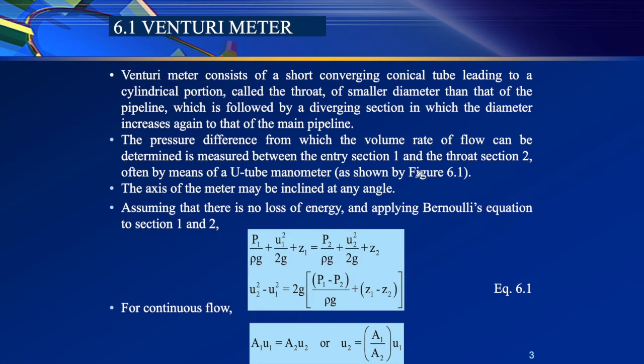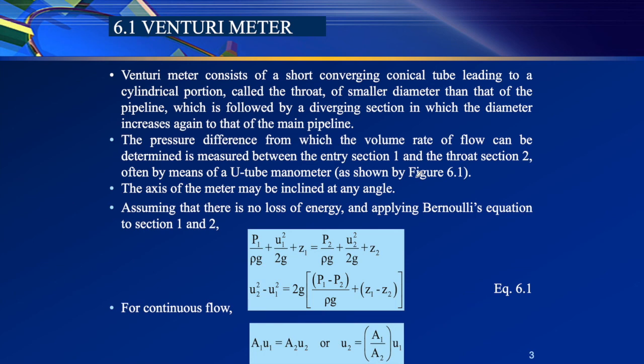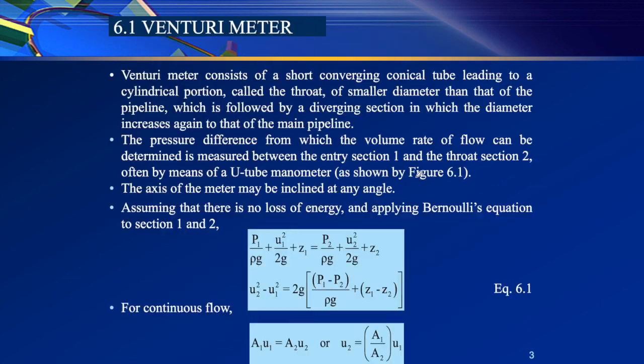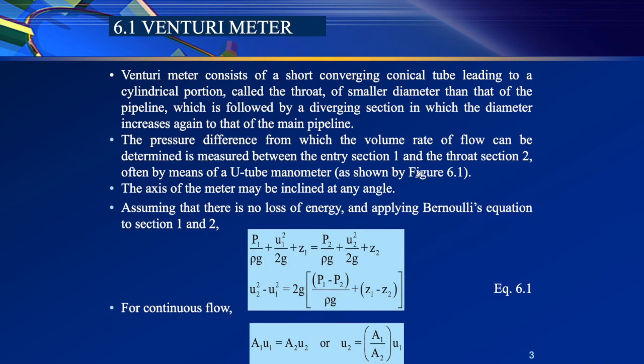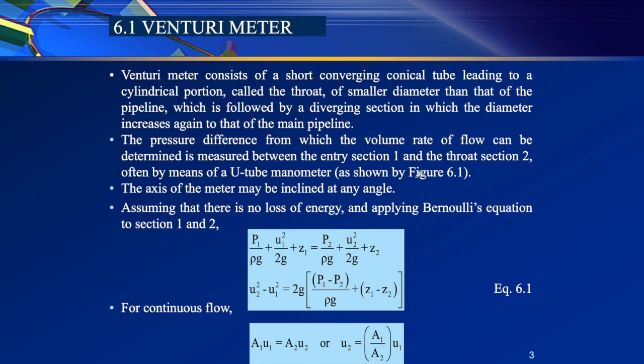Now the pressure difference will be tapped by using a manometer, okay? And the axis of the meter may be inclined at any angle. It may be inclined, it can be horizontal. It depends on the arrangement, okay? In these problems, we are doing an inclined venturi meter, assuming that there is no loss of energy, and applying Bernoulli's equation. Now, chapter 6, as I mentioned before, we do have friction in the pipes and friction in the venturi meter. But for now, we are assuming that there is no friction, so frictionless. Therefore, there will be no friction in our Bernoulli's equation.